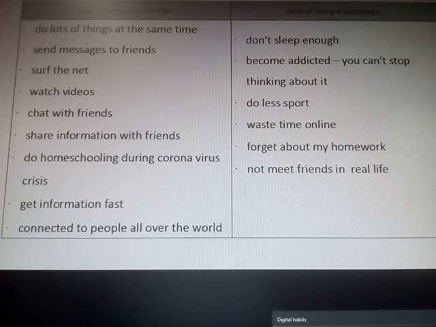You work out less. You waste time just scrolling through Instagram, Facebook, Snapchat, TikTok, whatever. Forget about homework or not meeting friends in real life, which is, I mean, right now it's good that you don't meet your friends in real life, but in normal times, I think this is really bad.